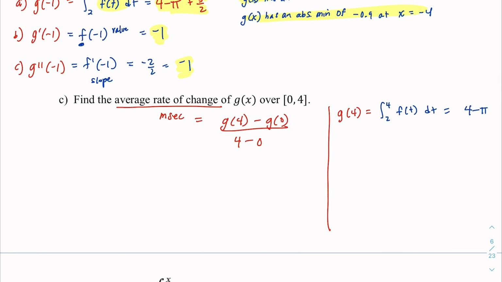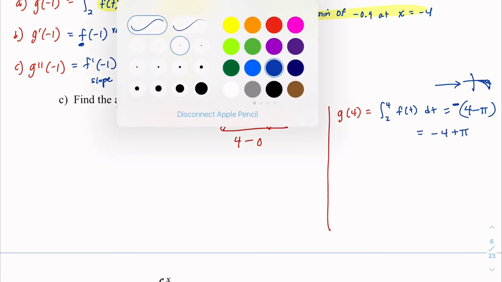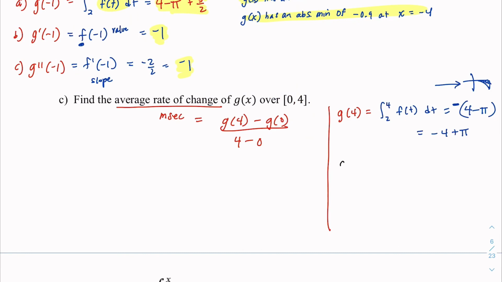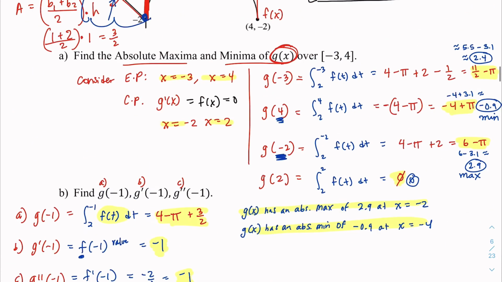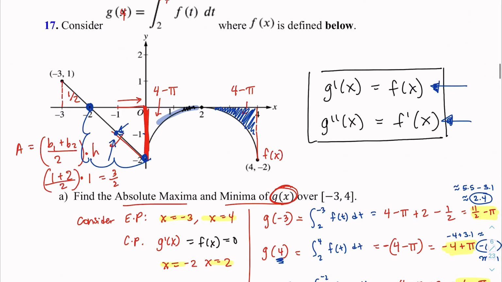But careful, since we're going forwards and that region was below the axis, we're going to flip it negative. So actually, the answer there is -4 plus pi. Okay, let's do g of 0 next, which is the integral from 2 to 0 of f of t dt. The area from 2 to 0, we're going backwards this time, is going to be 4 minus pi, but positive.